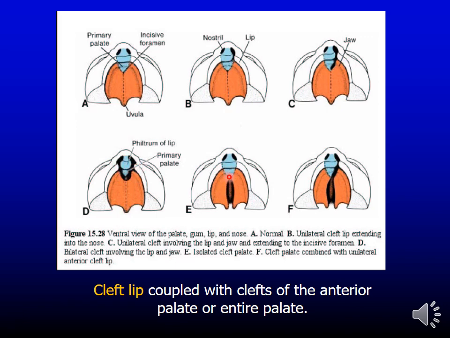You can see here the primary palate is normal, lips are normal, whereas there is a cleft inside the mouth between the two parts of the secondary palate. Here the cleft extends through the lip, jaws and the secondary palate, and you can see that the nasal septum appears here clearly.